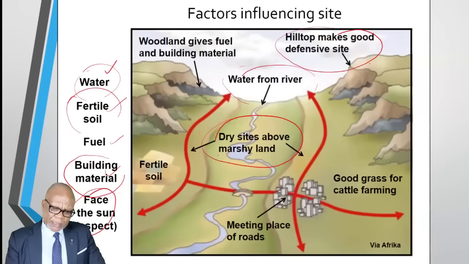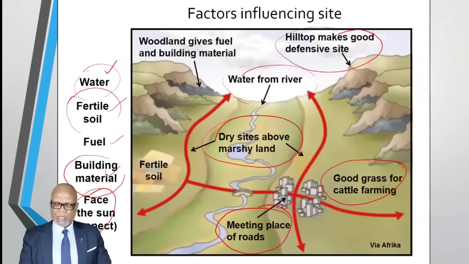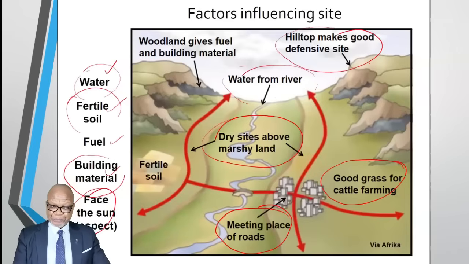And then you can see again the flat land that people are choosing here, where they can use it for farming. And then there is a place for meeting. There's good grass for a number of things. Number one can be for cattle farming. Number two, it can also be for building material as well.